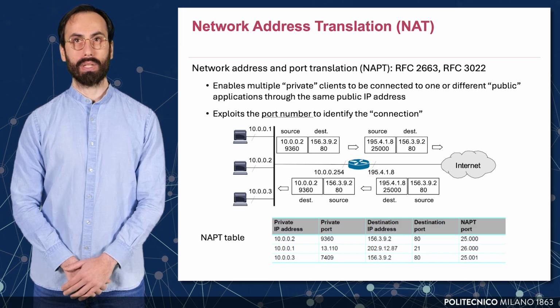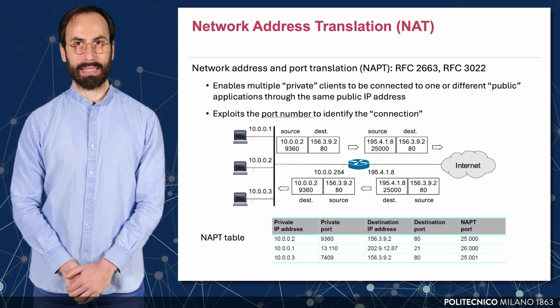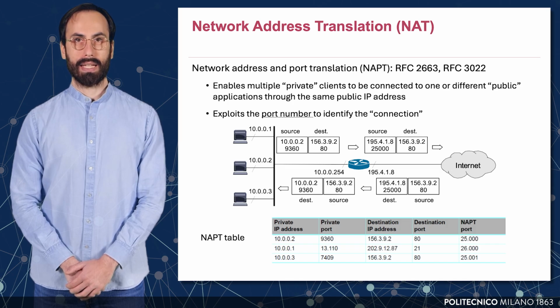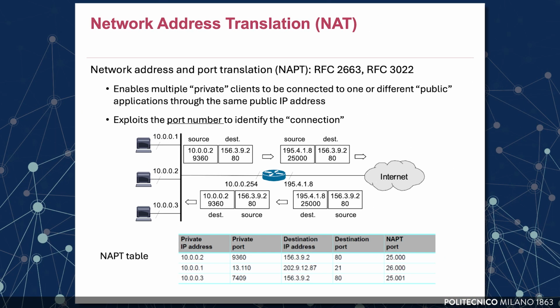NAPT, or Network Address and Port Translation, extends basic NAT by including port numbers in the mapping. This enhancement allows multiple private clients to share a single public IP address while still being able to communicate simultaneously.